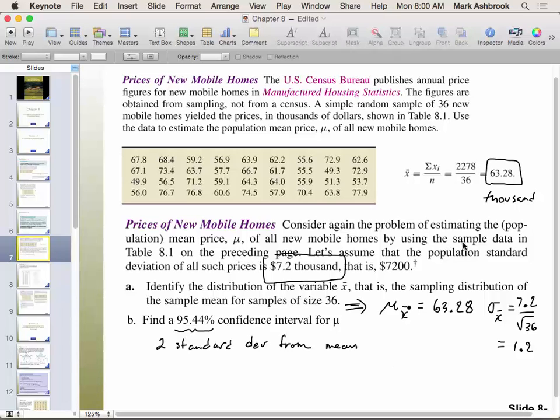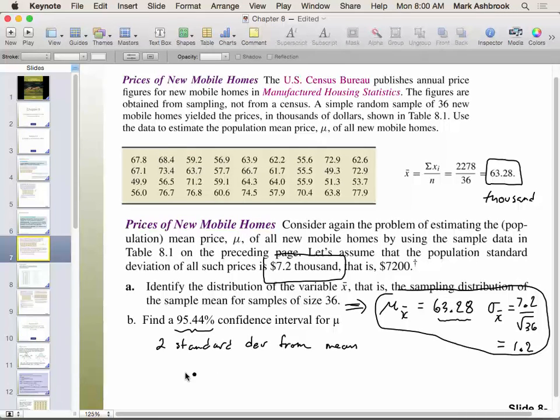So we've got our distribution of means, and we want to go 2 standard deviations up from this and 2 standard deviations down from this. That will be a confidence interval of 95.44%, meaning we'd be about 95% confident that the population mean lies in that interval.